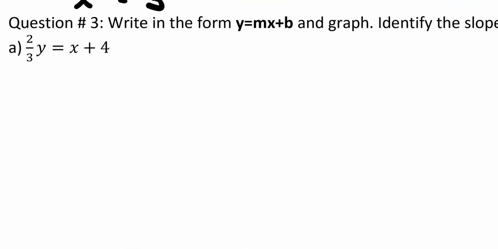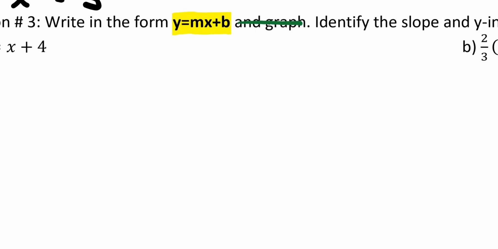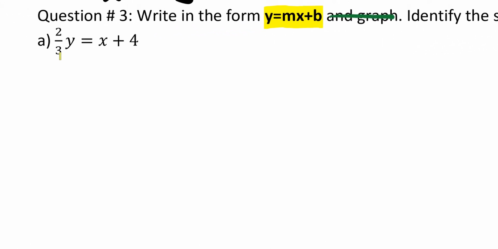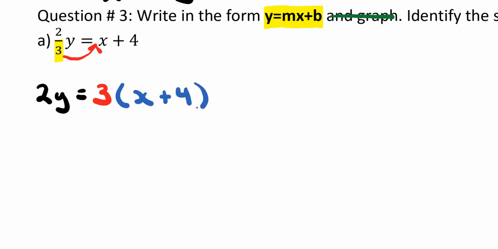All right, so for question number 3, I need to write in the form y equals mx plus b. It says graph, but we're not going to graph this, and we want to identify the slope and y-intercept. Okay, so here we go. I noticed that there's a 3 on the bottom there, right? So if we're dividing by 3, if you want to undo that, you need to multiply by 3. So if I multiply the right-hand side by 3, the 3 can just come over here. Okay, but you're multiplying the entire right-hand side by 3, okay?